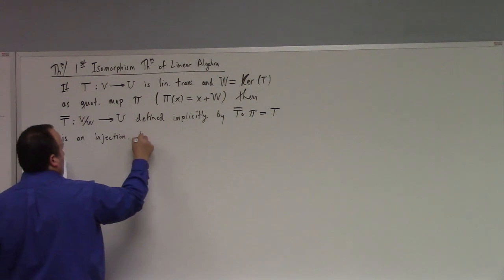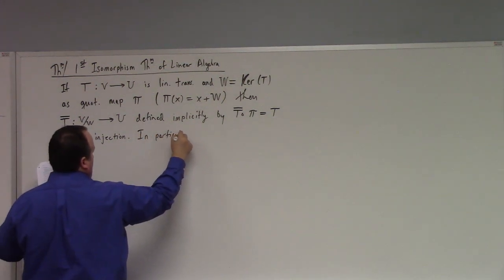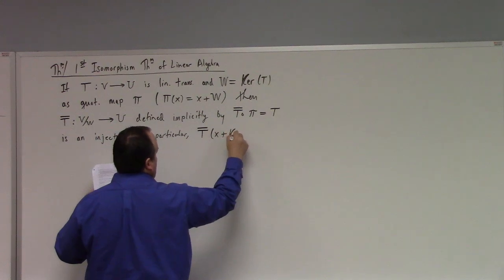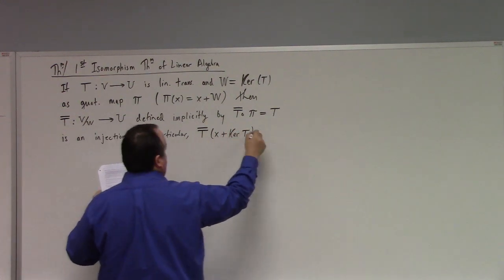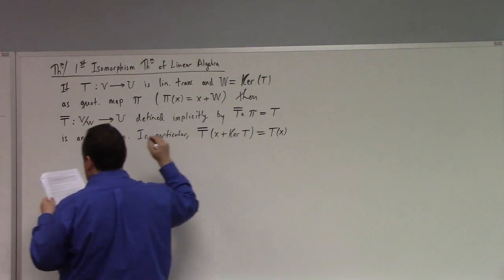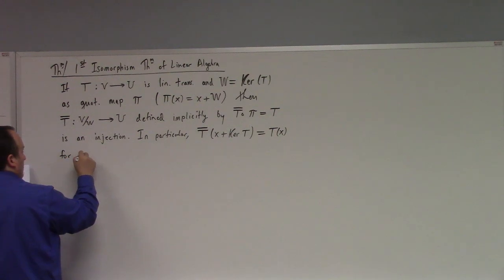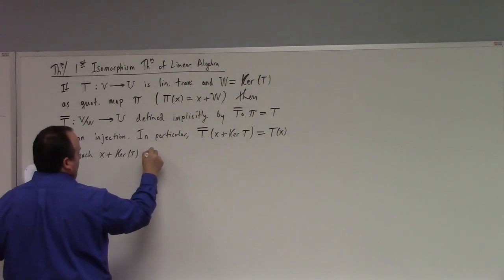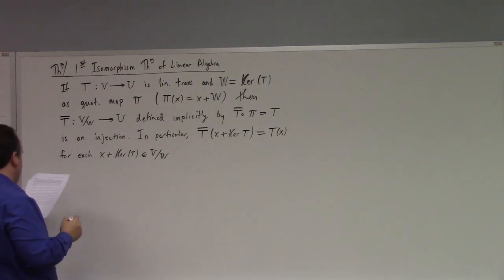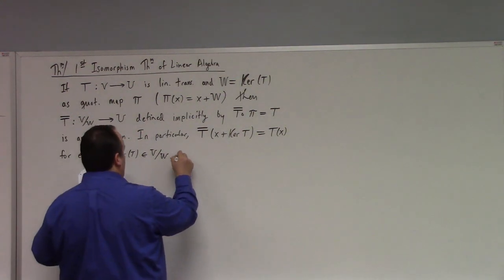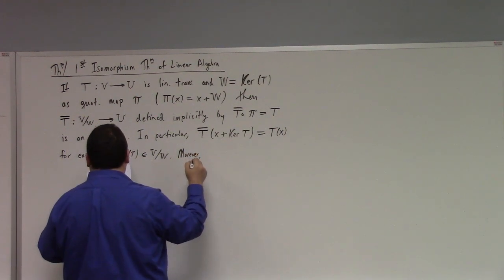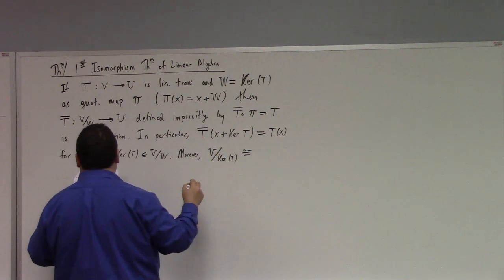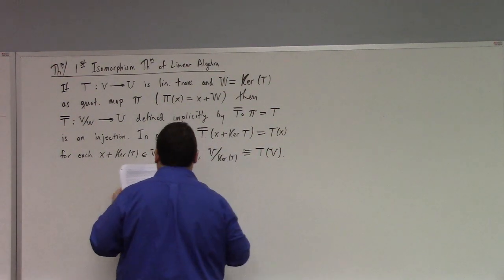In particular, t bar of x plus kernel t is equal to t of x for each x plus kernel t in v by w. Now you might be wondering what's the difference between the upper and lowercase kernels in here, and the answer is how I typed it. It's not significant. Moreover, v mod the kernel of t is isomorphic to the image, which we could call t of v.